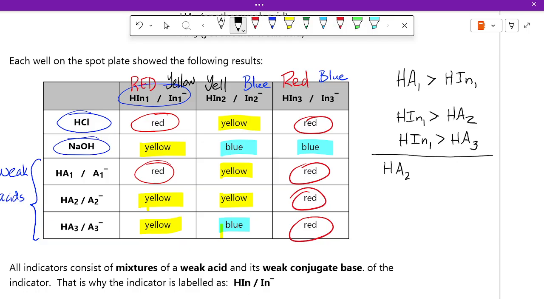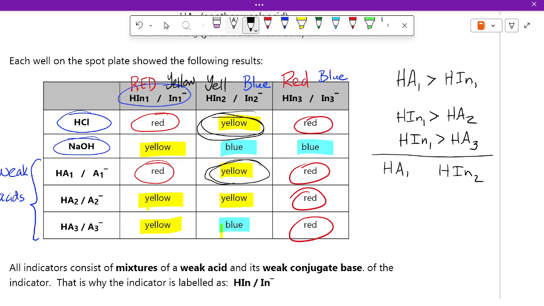How does HA2 compare to HIN1? Or sorry, HIN. How does HA1, I'm trying to say, compare to HIN2? It is stronger because it turns it yellow, just like HCl turned it yellow. So HA1 is also stronger than the indicator because it did the same thing as a strong acid.